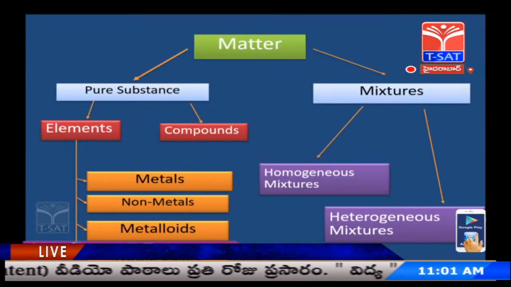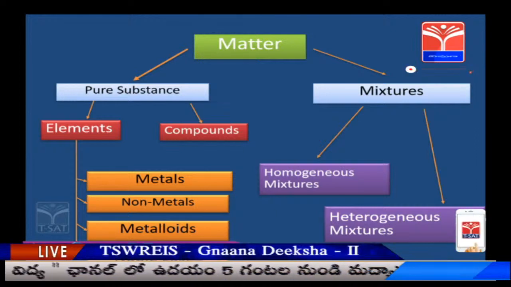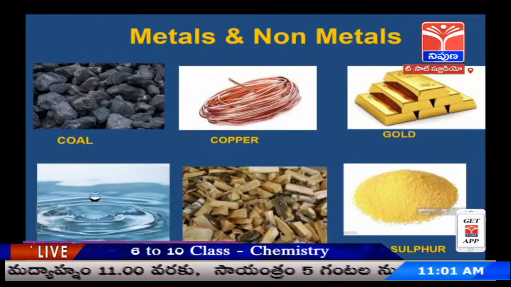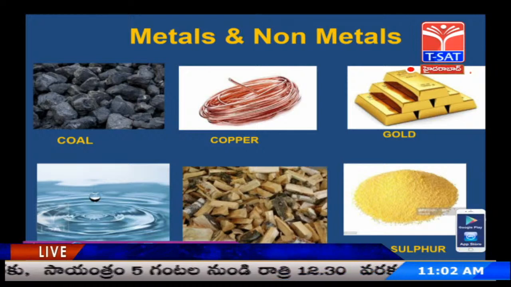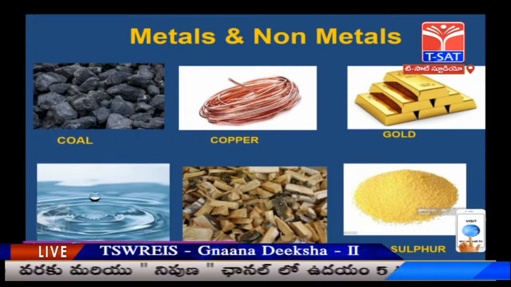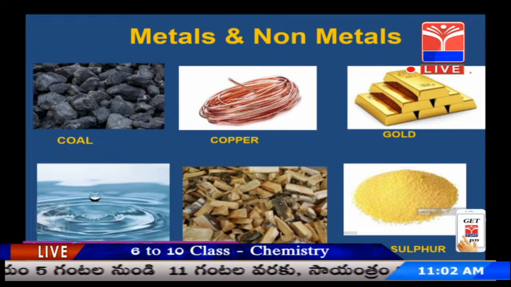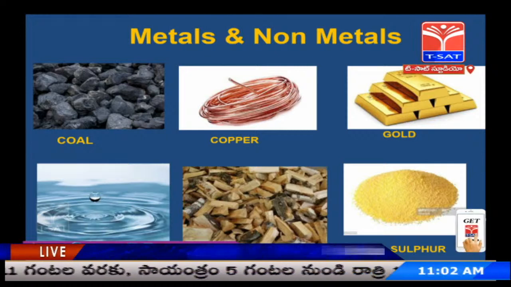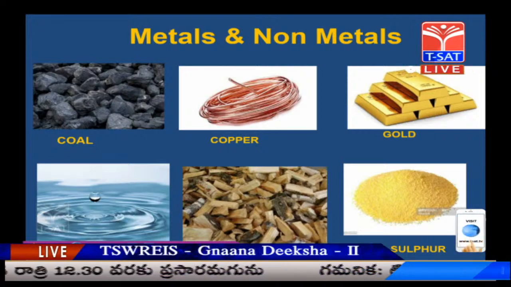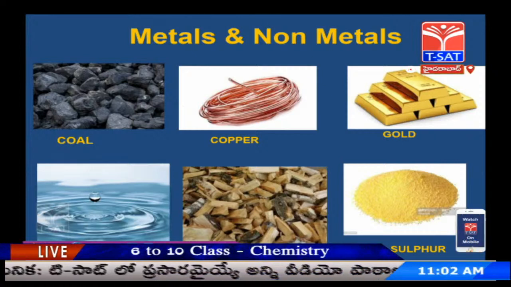Before that, children, let me show you a slide in which some pictures are there. You need to identify them as metals and non-metals. So, here copper is a metal, right. Gold is also a metal. Coal and sulfur are non-metals. Water is neither a metal nor a non-metal. Wood is also neither a metal nor a non-metal. Water is a compound and wood is a mixture.